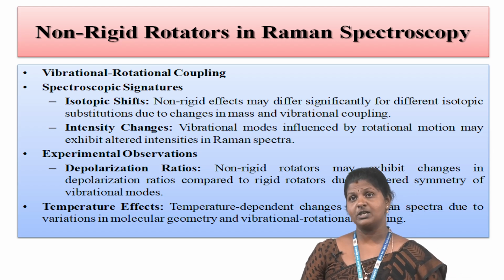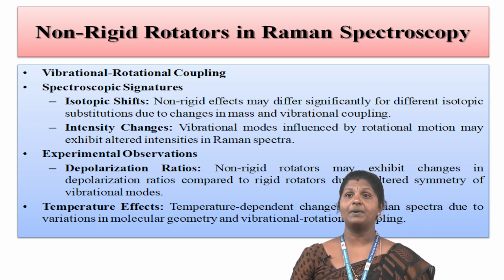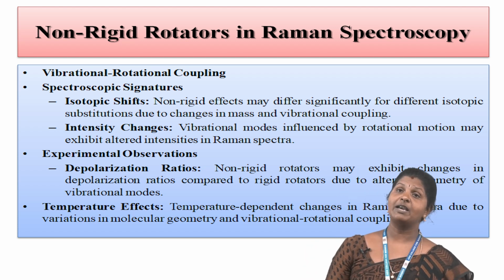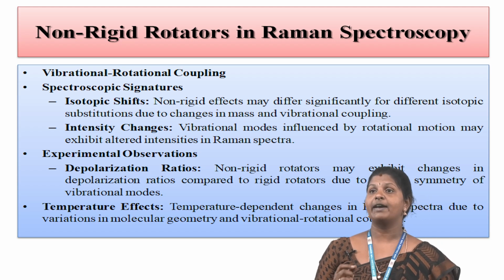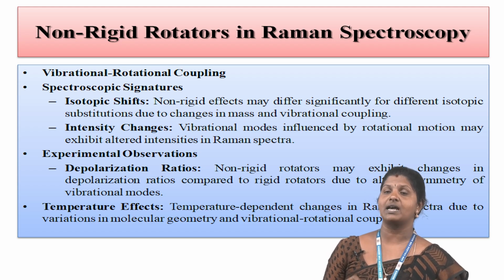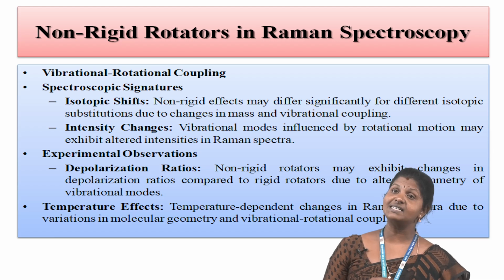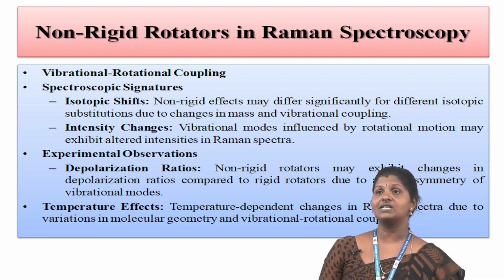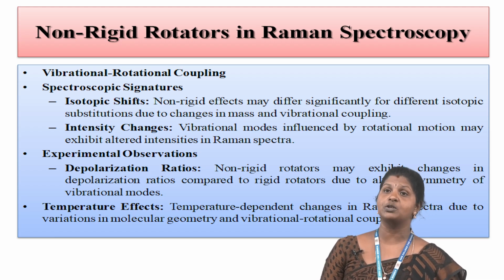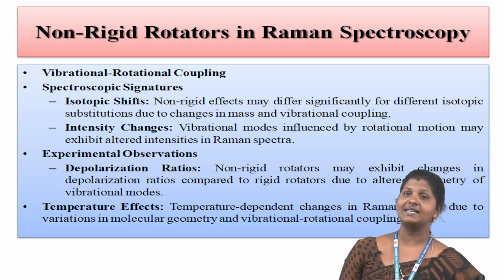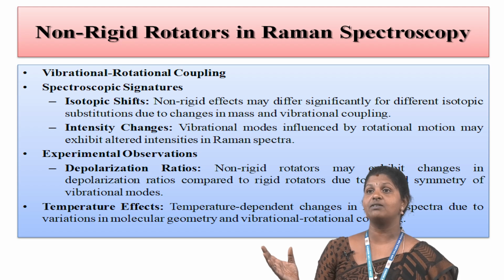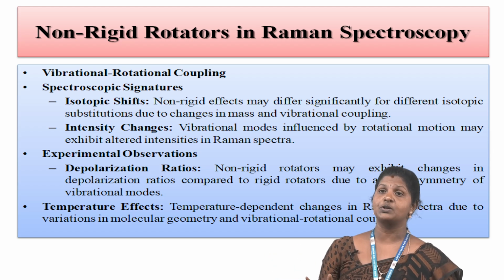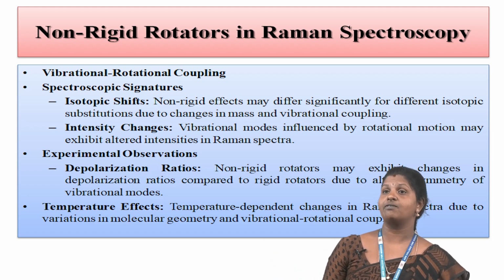Non-rigid rotator in Raman spectroscopy: the vibration-rotational coupling, spectroscopic signature, experimental observation and temperature effect. The vibration-rotational coupling: a non-rigid rotator exhibits coupling between vibrational and rotational modes, affecting Raman spectra. Changes in molecular geometry during rotation alter the vibrational frequency observed in Raman spectra. The spectroscopic signature: the isotopic shift in a non-rigid rotator may differ significantly for different isotopic substituents due to changes in mass and vibrational coupling.